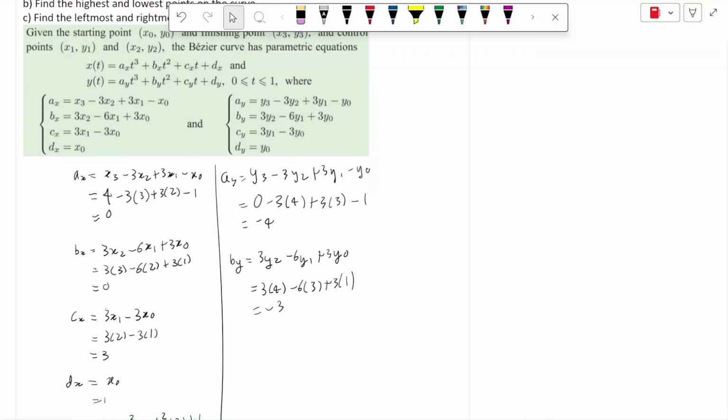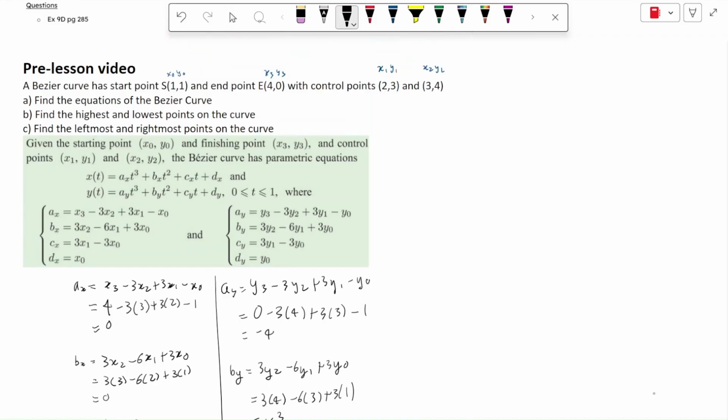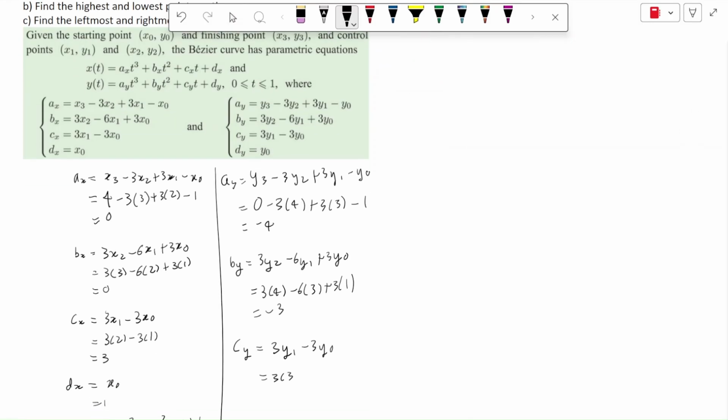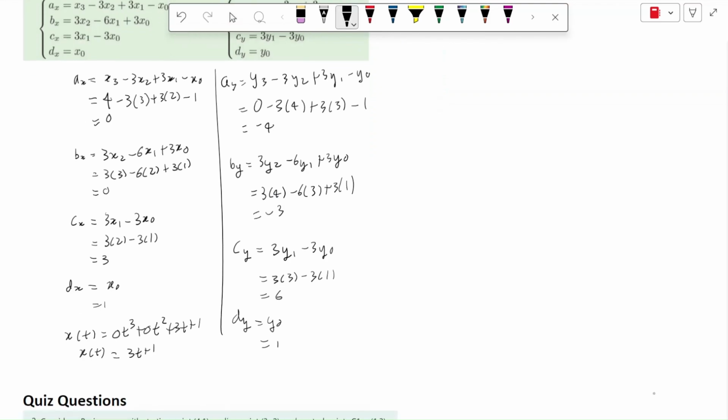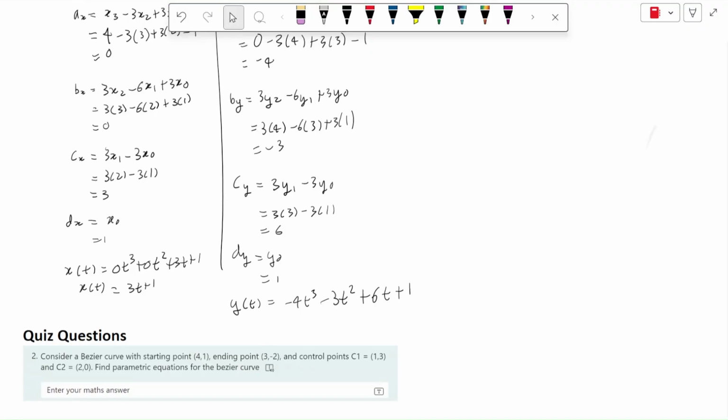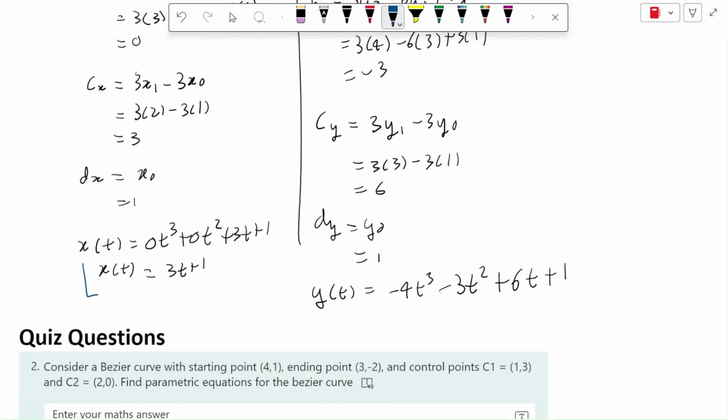All right, so next one. cy is 3y1 take 3y0. So that would be 3 lots of 3 take 3 lots of 1. 6. And dy is y0. So y0 was 1. So that tells us that y would be this equation, minus 4t cubed. So that came from that number there, minus 4. Minus 3t squared plus 6t plus 1, just like that. So now we have our parametric equations for this Bezier curve.